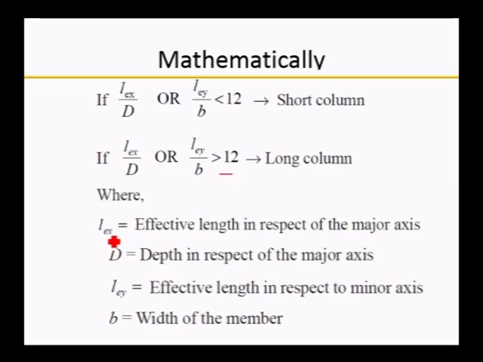Here LEX and LEY are the effective lengths, not the ordinary length. We have to take the effective length of the column, and D and B are the breadth and width of the column.